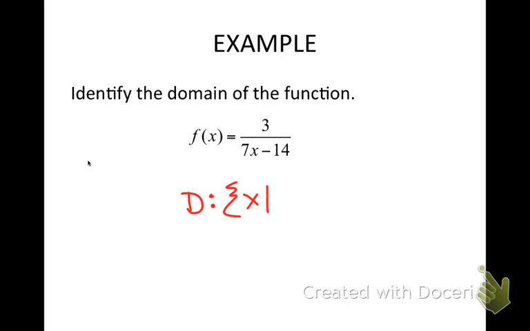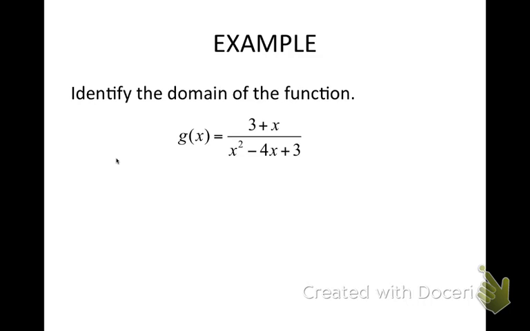So my domain is the set of all x values such that x does not equal what number? 2. Good. x would be 14 divided by 7, which gets you to 2. All right. Step up our game a little bit. Oh boy, I see a quadratic trinomial in my denominator. I'm starting to get really excited, because I love factoring.